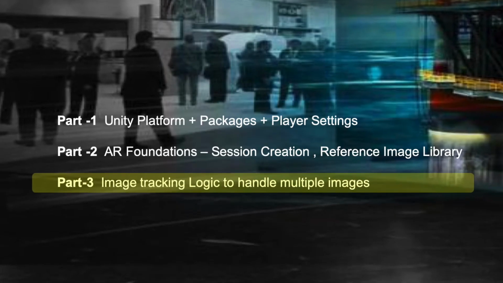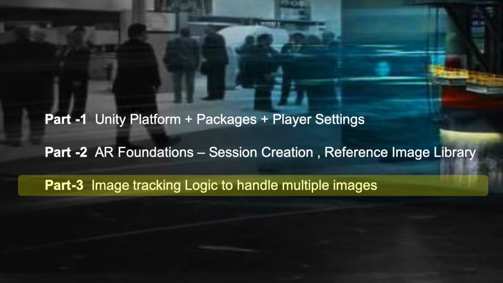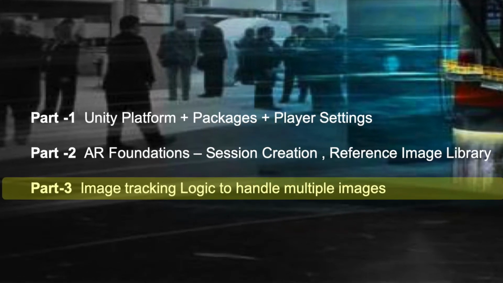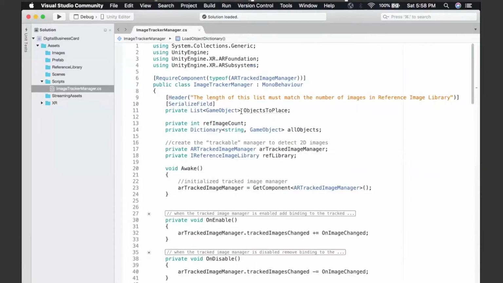So now let's move on to the third part, which is about writing the image tracking logic since we have multiple images. We have two reference images, business card 1 and business card 2, and we have two overlay prefabs, overlay prefab 1 and overlay prefab 2. So this is the script, and this script is ImageTrackerManager, which we will attach to the AR Session Origin. We will be taking different overlay objects as I just mentioned, so we have two overlay objects.